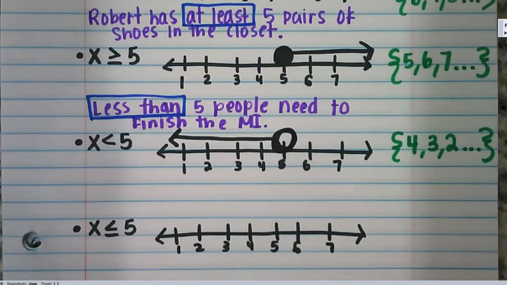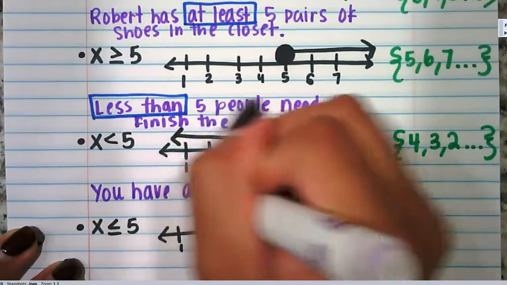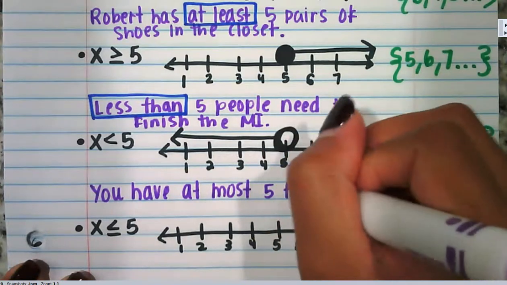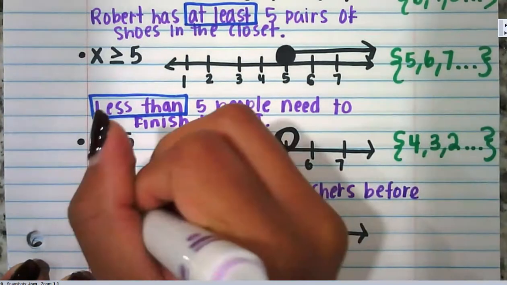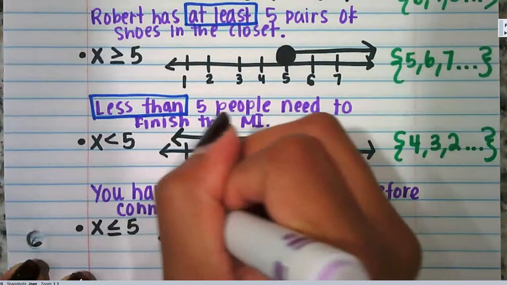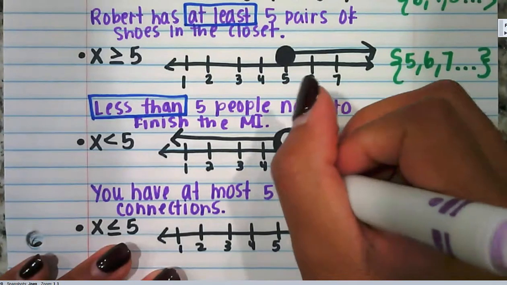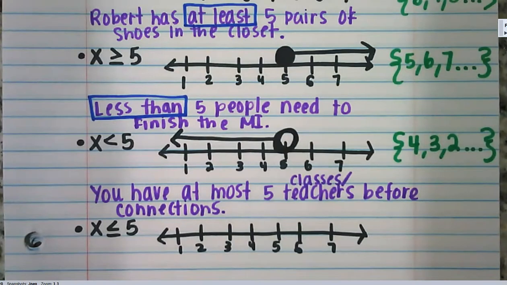So let's imagine you have at most 5 teachers before connections. And maybe I could even say classes. Instead of teachers, some people have 2 teachers in a class. So you have at most 5 classes before connections.